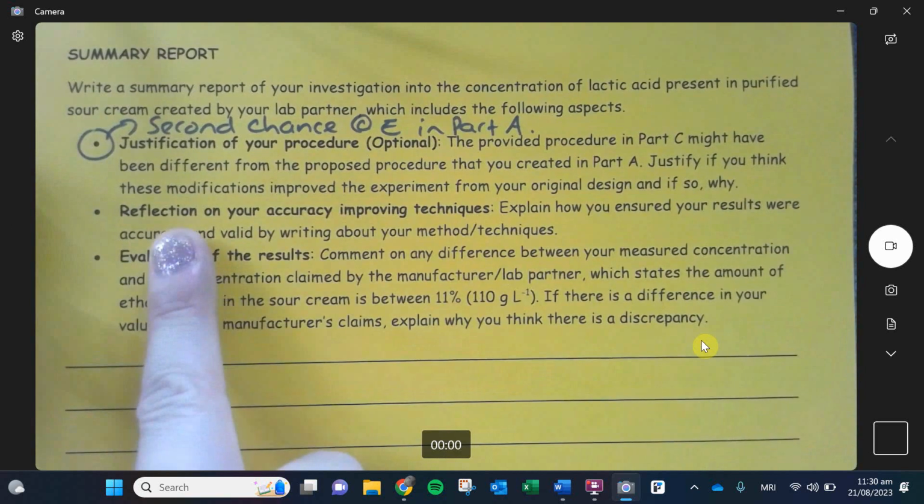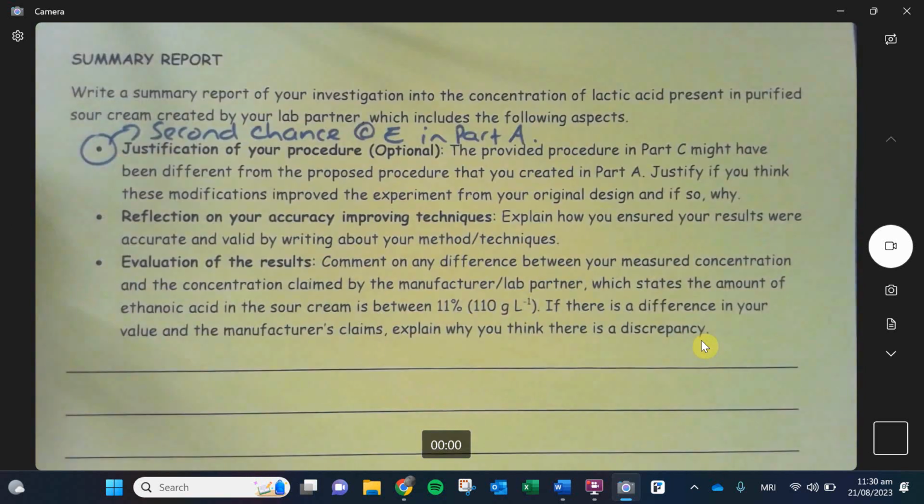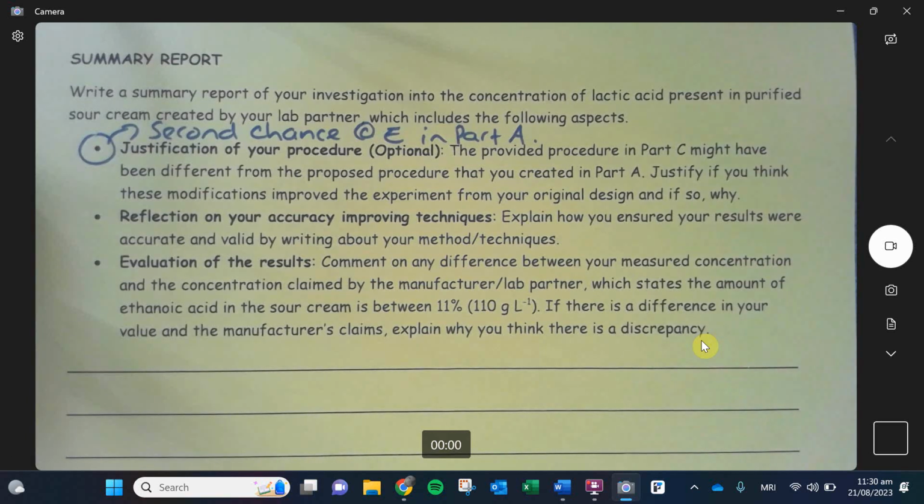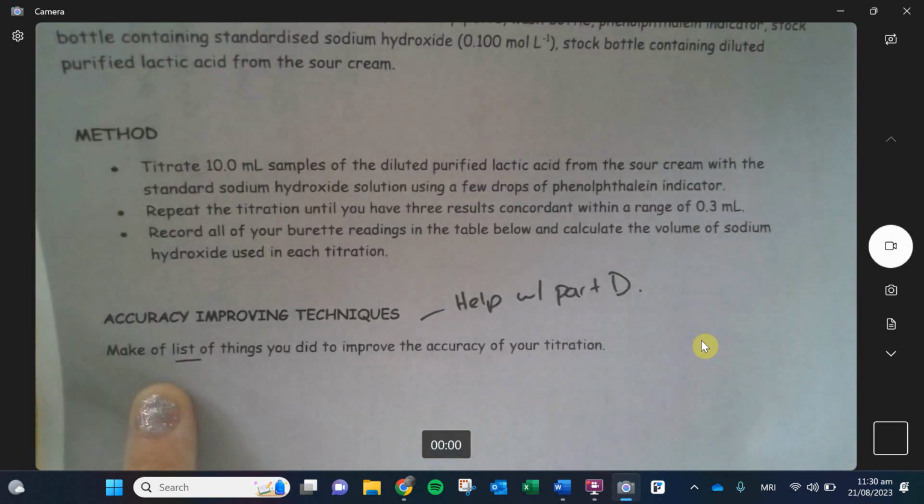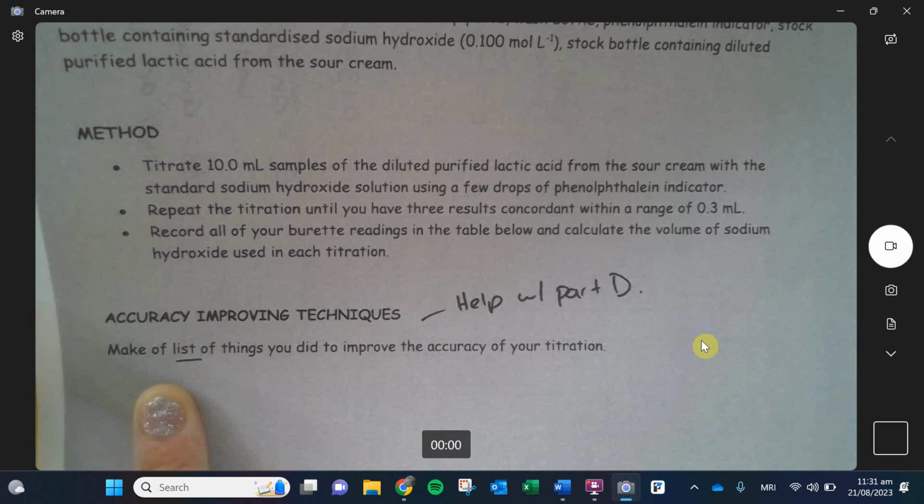All right. The second bullet point here is a reflection on your accuracy improving techniques. If you remember, in your part C, I gave you a little space to jot down some of the things you were doing so you could remember it for when you go to part D. That was basically the idea behind it.